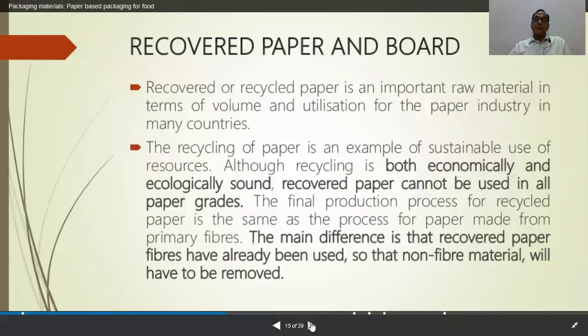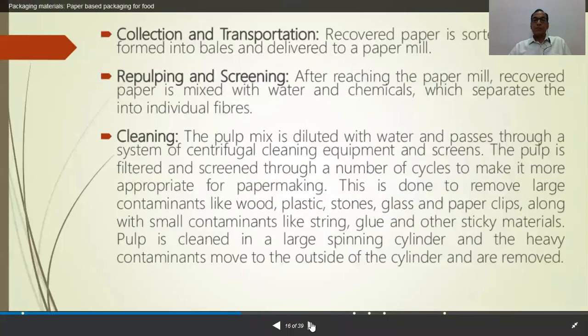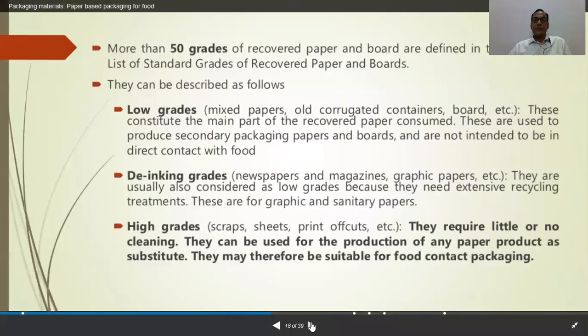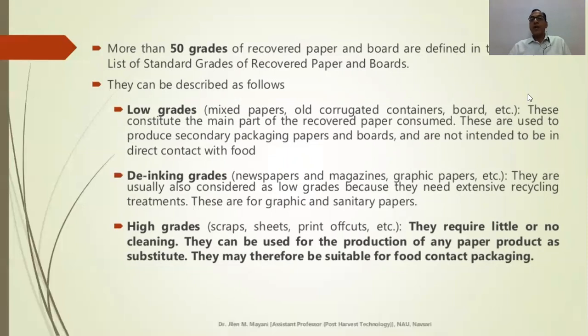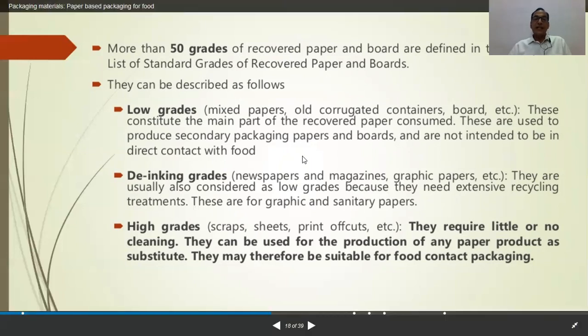All right. Then recovered paper and board, I'm not going into this. More than 50 grades of recovered grades. Grades are important because you will naturally need a different type of grade for different type of food material. 50 grades of recovered paper and board are defined in the European list of standard grades of recovered paper and board: low grades, de-inking grades, and then high grades.